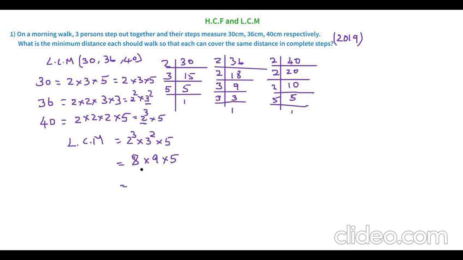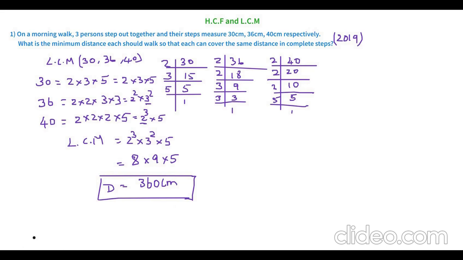So when we multiply 8 times 9 times 5, we get 360 centimeters. So this is the distance covered by the 3 friends. Isn't it easy? We just need to find the LCM of the 3 numbers given, and that is the distance.